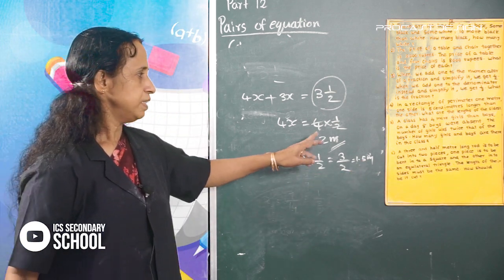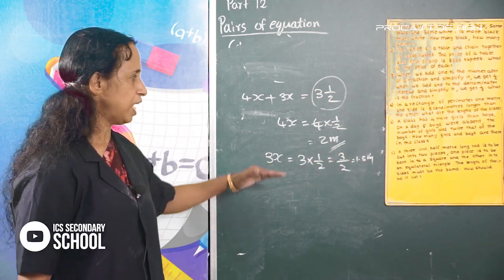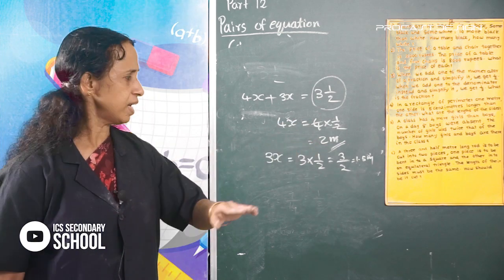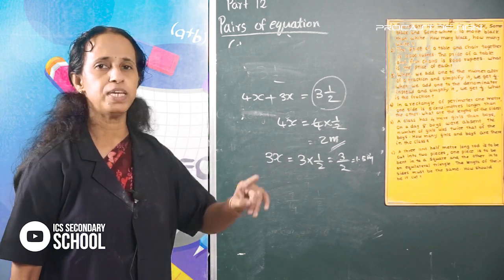Here the 3.5 meter long rod is cut into two pieces. The length of one piece is equal to 2 meters, and this is bent into a square. The length of the other piece is equal to 1.5 meters, and this is bent into an equilateral triangle.